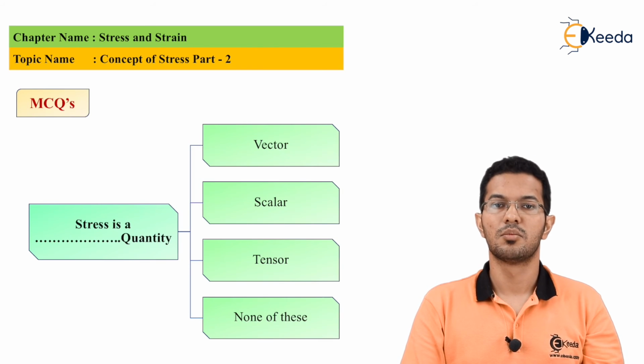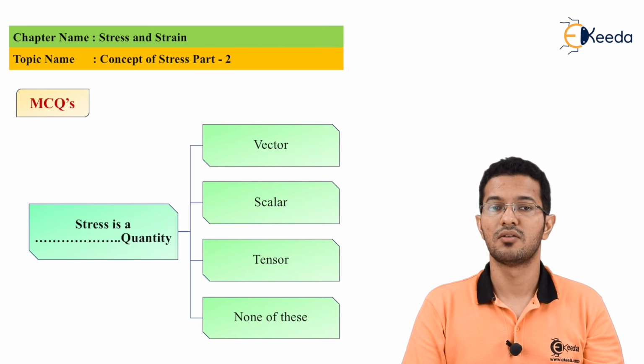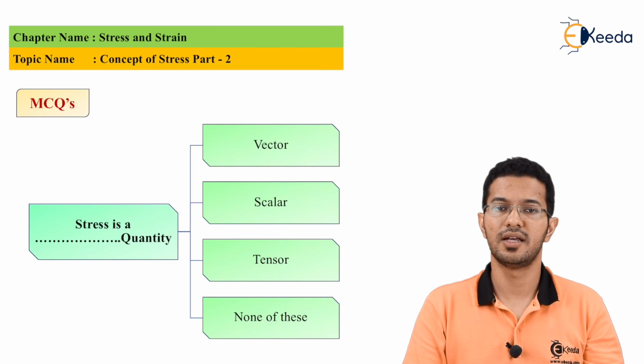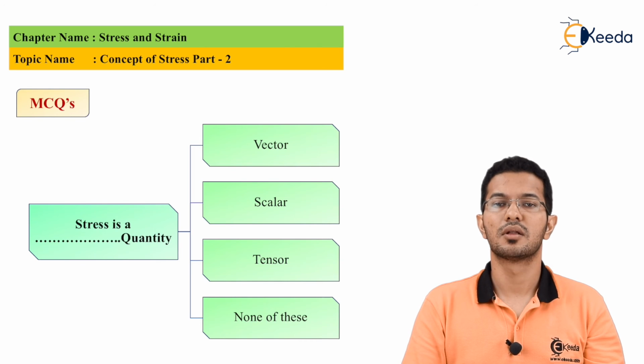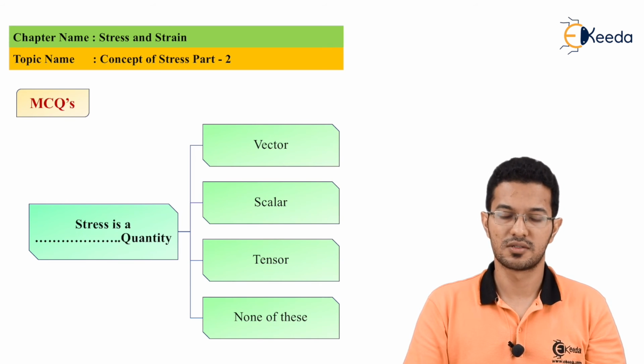So students, before moving to the further topic, let's do some objective questions which are generally asked in engineering service examinations and engineering competitive examinations. The first MCQ states that stress is a dash quantity. We have been given four options: 1. Vector, 2nd scalar, 3rd tensor, and D, none of the above. From the above definitions, we have understood that stress is a tensor quantity. So let's make a note of this.